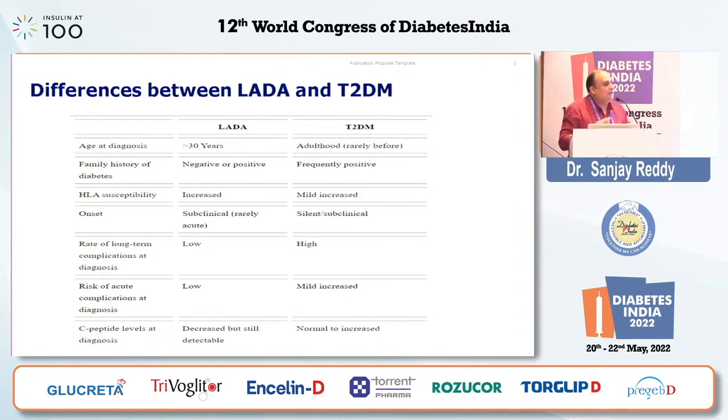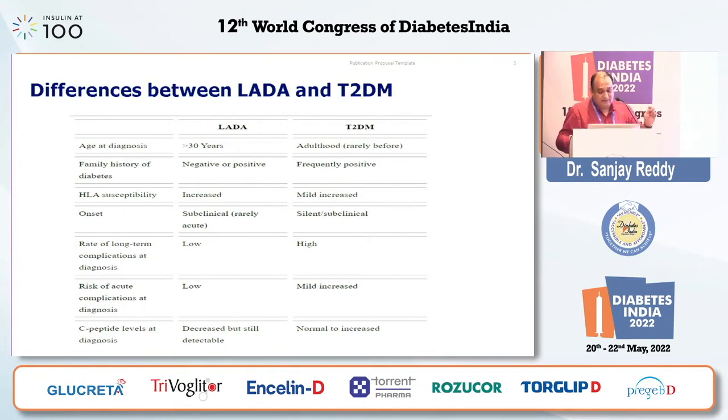Now, how do you distinguish in the clinic between LADA and type 2 diabetes? These are some pointers. Age of onset is usually about 30 years. Type 2 diabetes, I'm not going to talk about; you all know it very well. Family history could be negative or positive. HLA susceptibility is increased. Onset is subclinical, rarely acute. Likewise, if you look at type 1, sometimes it can present acutely. Rate of long-term complications at diagnosis is low. Rate of acute complications at diagnosis is low compared to type 2 diabetes.